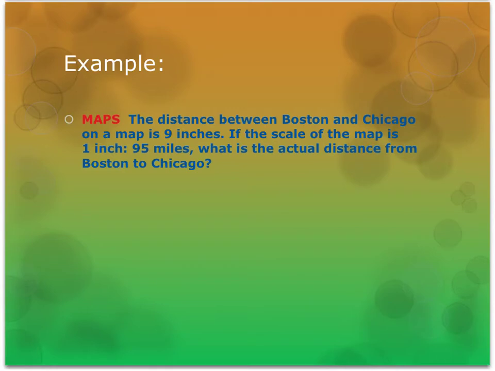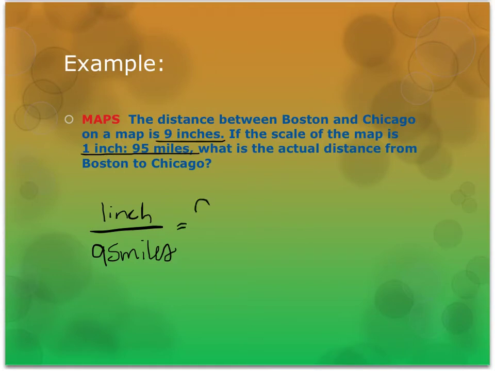The distance between Boston and Chicago on a map is 9 inches. Now, if you've ever gone on vacation, you've looked at a map, they have scales on them, you've done that in geography. And so we know that from Boston to Chicago on the map is 9 inches. The scale the map uses is 1 inch to 95 miles. So we want to figure out what is the actual distance from Boston to Chicago. So the ratio or the scale on the map is 1 inch is 95 miles. So if we know from Boston to Chicago is 9 inches, we want to know how many miles that is.